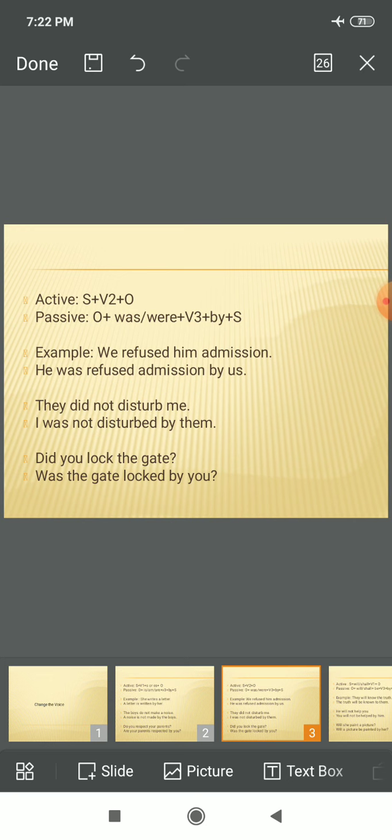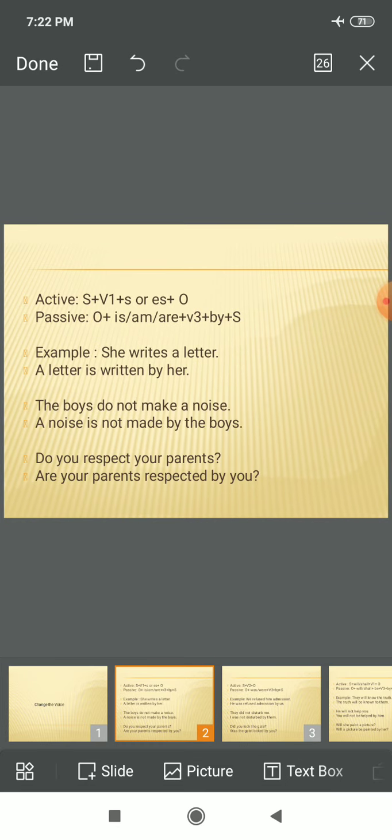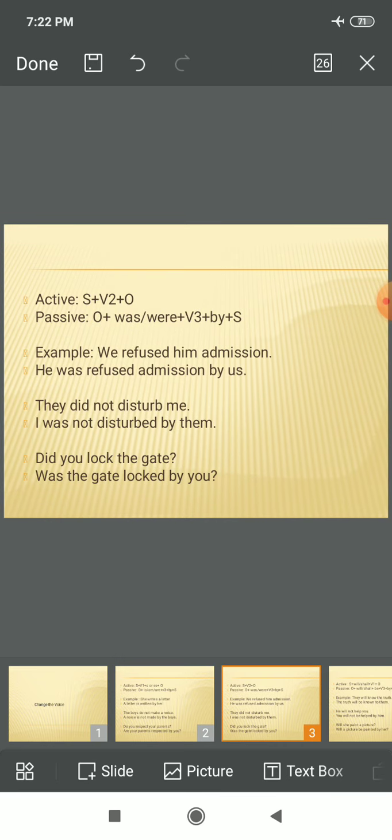We refused him admission. We refused him admission. See, him is the first object here. He was refused admission by us. We being the subject, we became us here, right? He was refused admission by us. Next is, they did not disturb me. So children, what I told you, whenever do or does is there in the sentence, it is changed into is, am, are. Remember, whenever did is there in the active voice, that would change into was or were, right?